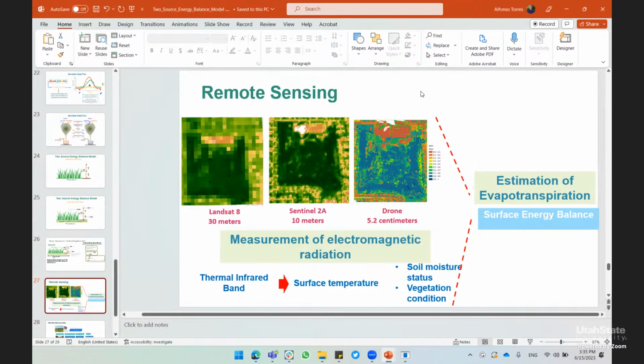Anchor points means I need to know the energy balance of two well-known extremes. One is a location where the maximum evapotranspiration is happening, and the other is a location where the minimum evapotranspiration is happening. So a place where I have very low NDVI, high temperature, high albedo, and another location where I have lower albedo, lower temperature, high NDVI.